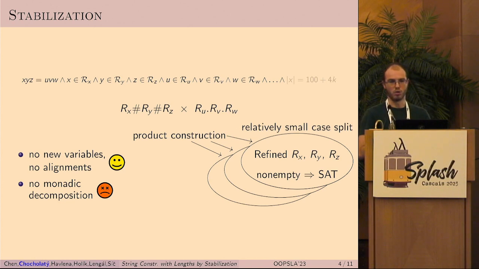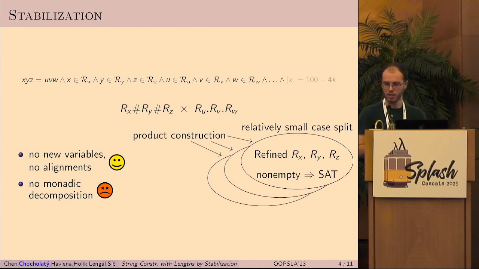Stabilization is our novel approach, which is really fast for equations and regular constraints, but it cannot solve length constraints because there is no monadic decomposition, so no length extraction. But there are no splits, as in the equation alignment splits, and no new variables are introduced, such as the subparts of the variables which were introduced in the equation alignment.